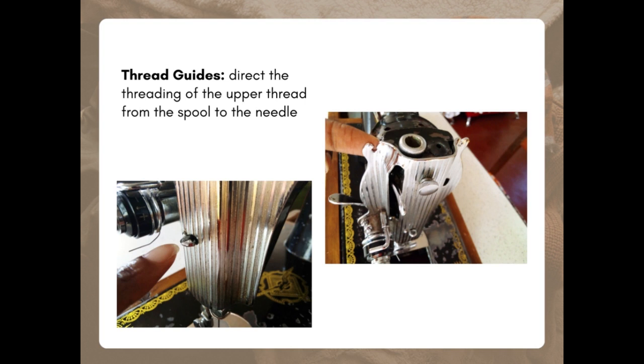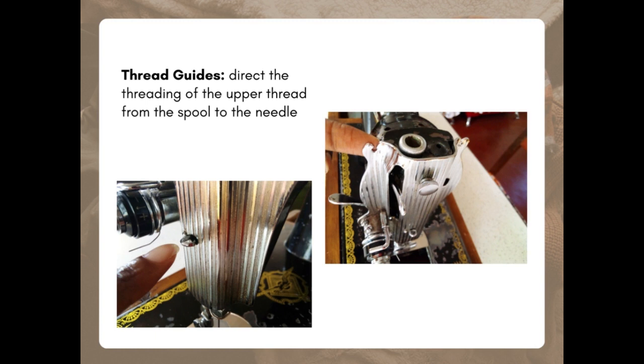Let's look at the thread guides. Now, there are several thread guides in a sewing machine, and where they are located depends on the type of machine. However, for our case, we'll look at two guides that are found on a hand machine, although there are more. One is as pictured here, near the tension disc, where the finger is pointing, and the other is above the presser foot lifter, just where the finger is showing.